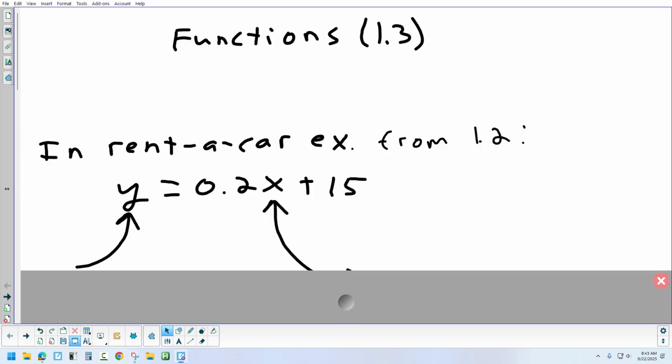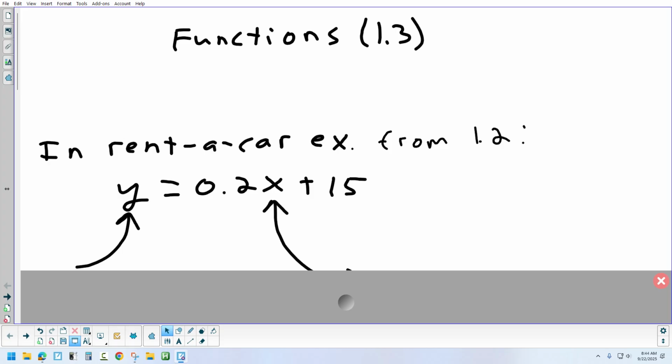So just a reminder about a problem that we did at the end of section 1.2. It was the rent-a-car problem. I think it was a $15 fee to book the car rental, and then you paid 20 cents for every mile you drove the car. People remember that rent-a-car problem we did?